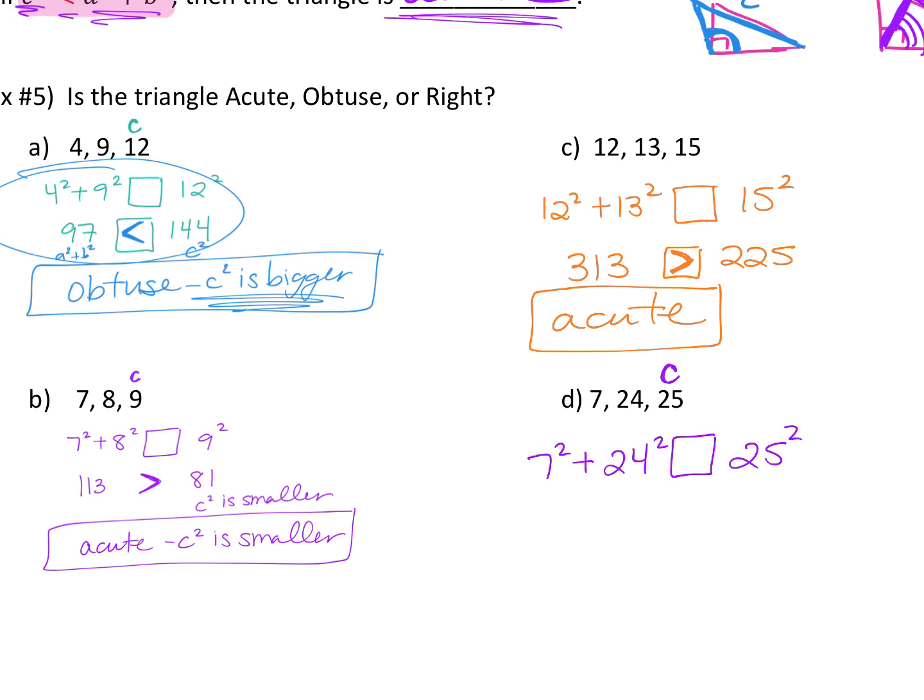So if you plug it in, 7 squared plus 24 squared is 625. 25 squared is 625. So those are equal, making that what kind of triangle? Do you guys know? Were you listening to me? No? Could you say it again? I bet I could. If A squared plus B squared equals C squared, it's what kind of triangle? It is a right triangle.